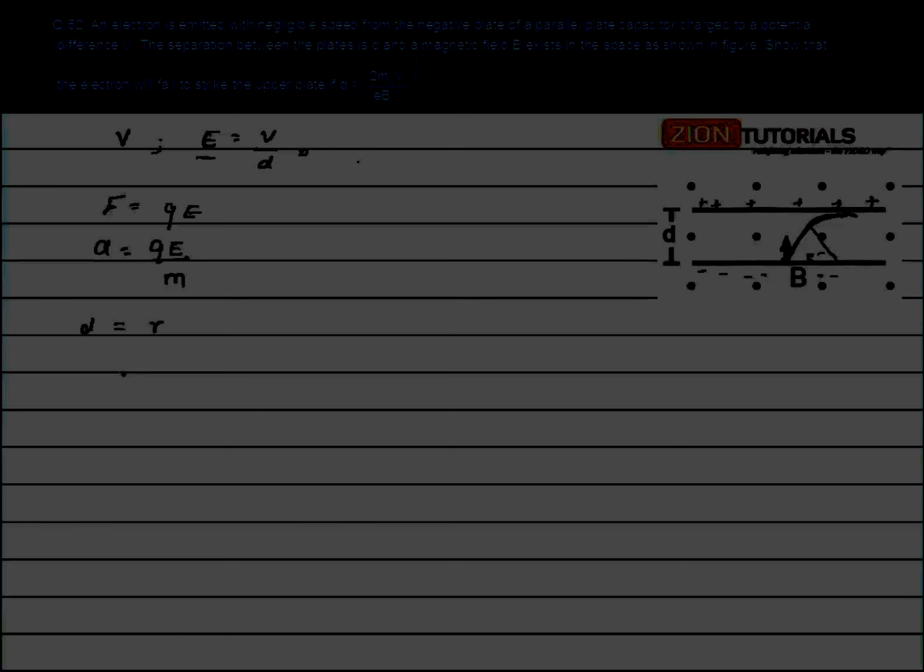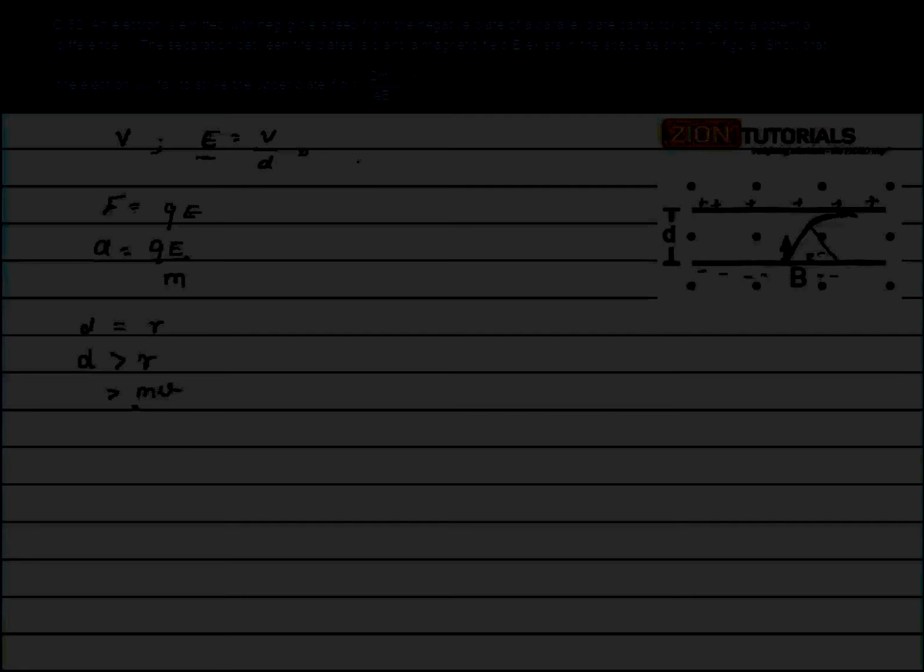Right? Now what I have to calculate is that it will fail to strike the upper plate if D is greater than this. Fine. Now if the force is acting, acceleration can be written as qE by m. Right? Now I want that it just touches the upper plate. So if it just touches it, then D should be exactly equal to the radius of the arc that is formed, like this is the radius of the arc. Right? And if I want that it fails to strike, then D should be greater than R. Now R is given by mv by qB, as I know.